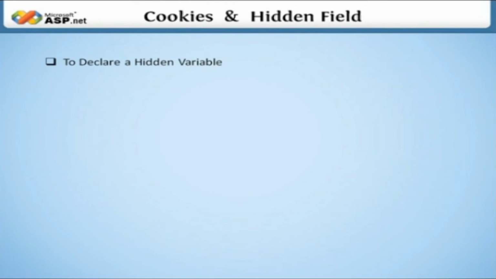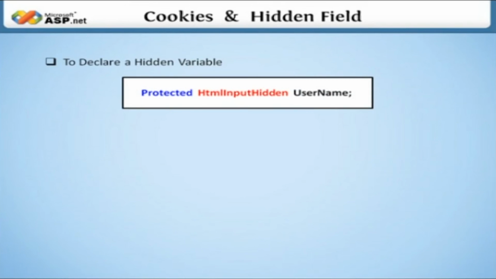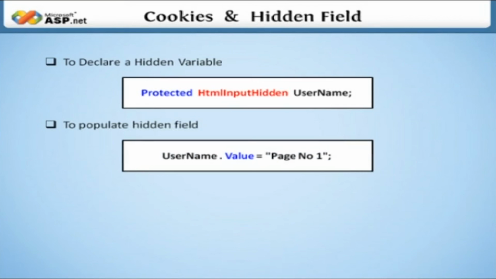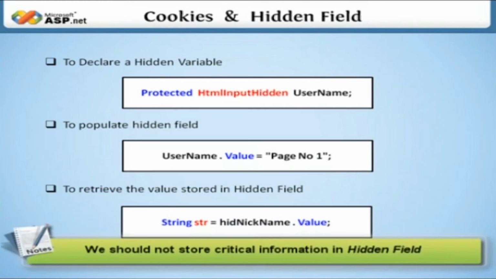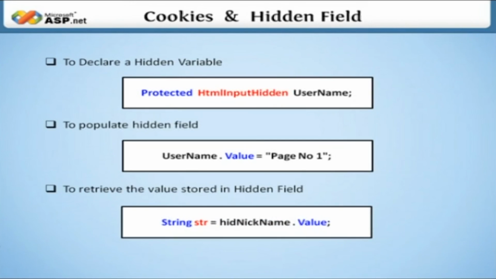To declare a hidden variable, we can use the following code. To populate the hidden field, we can use this code. And if you want to retrieve the value stored in the hidden field, use this code. We should not store critical information in the hidden field. In the upcoming lesson, we'll talk about ViewState.